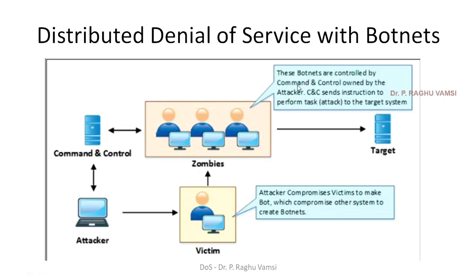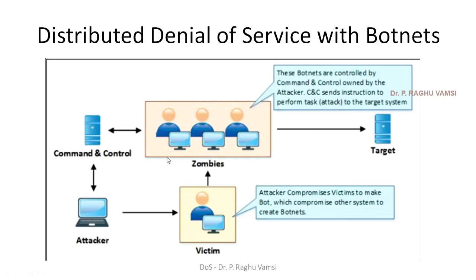These botnets are controlled by the command and control owned by the attacker. This is CNC, which means command and control, and it sends instructions to perform the attack or task on the target system. In this case, the attacker compromises the victims to make a bot, which compromises other systems to create botnets. So when any attacker compromises a system, he may use it as part of this list of zombies, and this list of zombies may be used for launching the denial of service on the target.